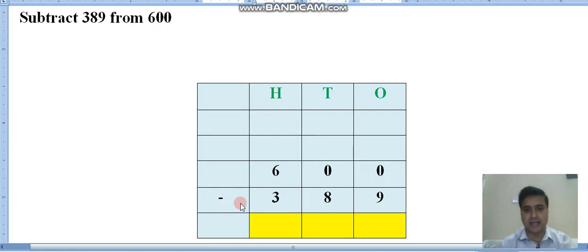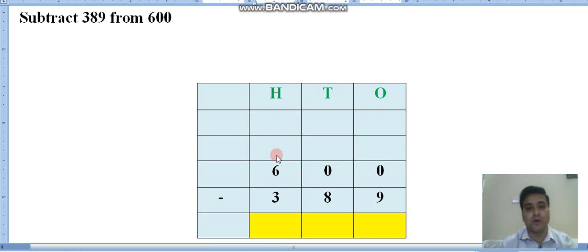600 minus 389. Now let us start subtraction from ones place, that is the lowest place. Now see here we cannot subtract 9 from 0. So we will decompose the digit at tens place, but again you see you have 0 at tens place. So 0 does not have any value, so you can't decompose 0 or you can't borrow anything from 0. So let us move to the next place, that is hundreds place.